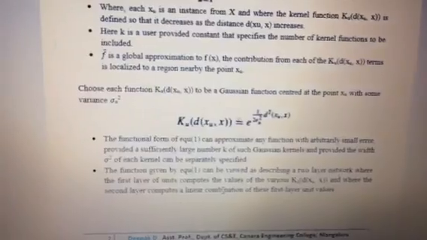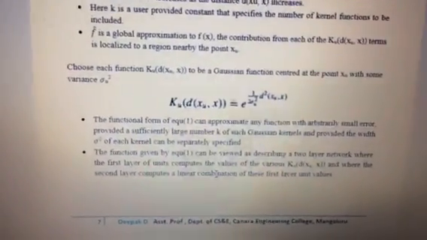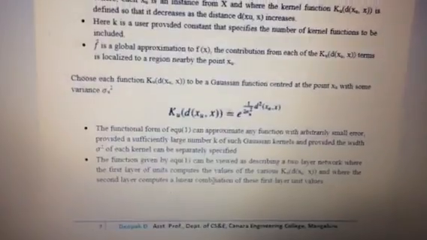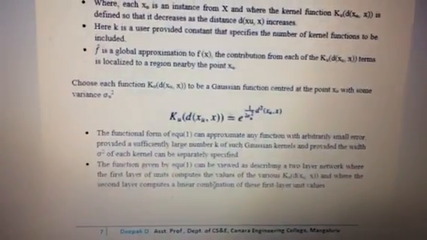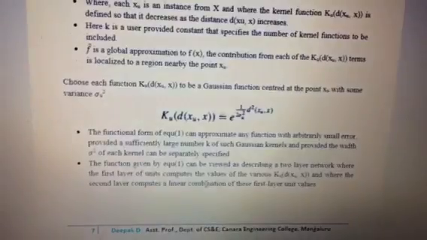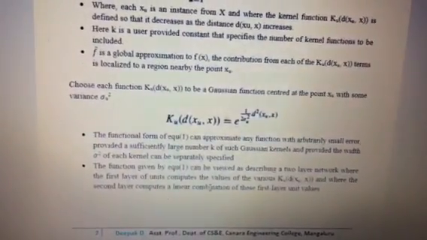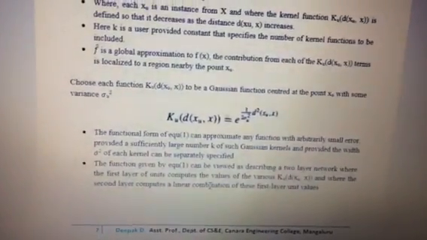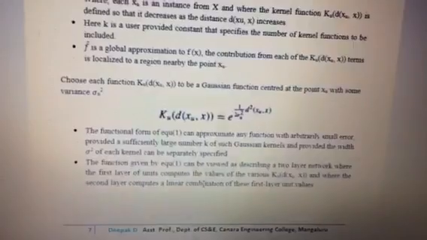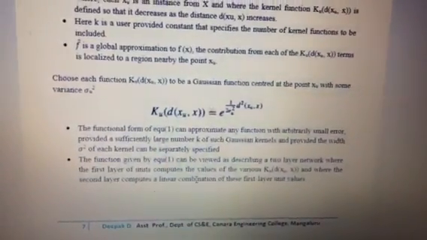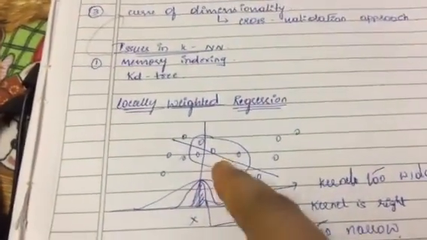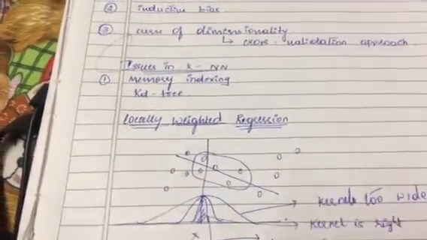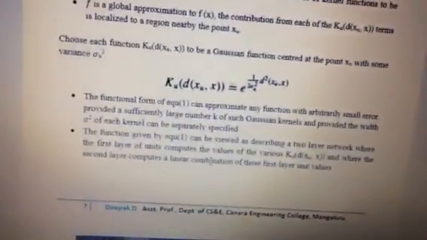So that is equation 1. The functional form of equation 1 can approximate any function with a small error, given a large number of k, that is a Gaussian kernel, and delta square is considered as the width of each kernel. The width of each kernel is nothing but the local space. Here this width is the local width, which is smaller when compared to the global width. The global width is denoted by the letter sigma square.